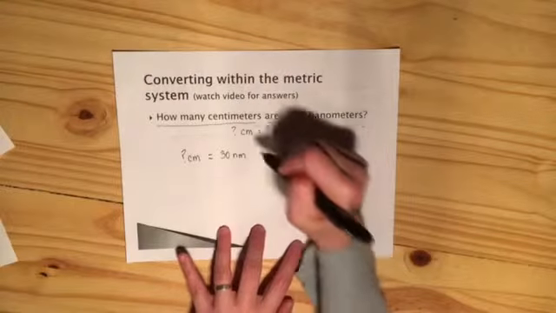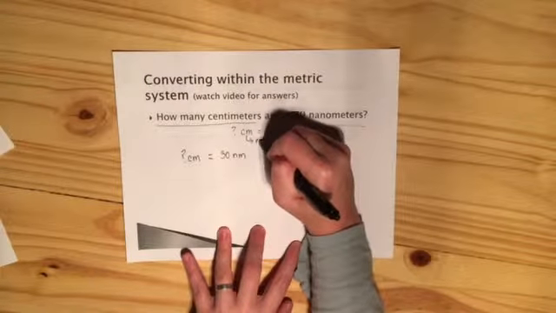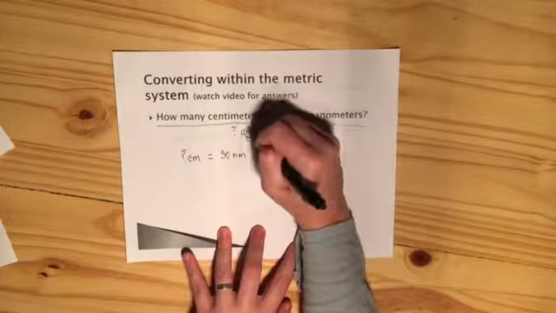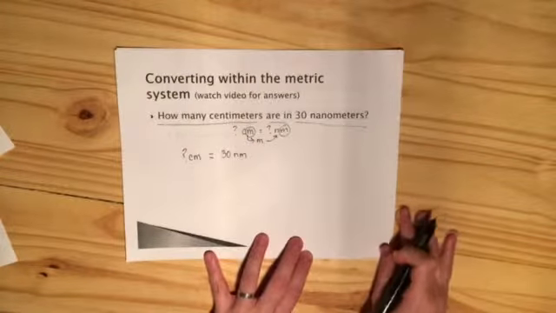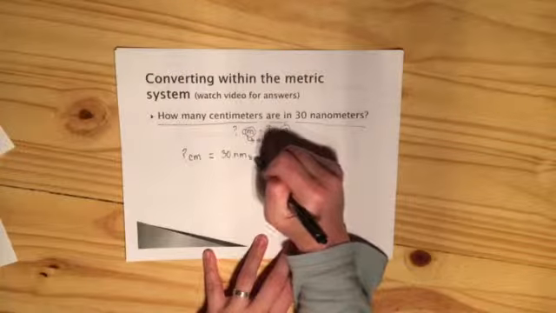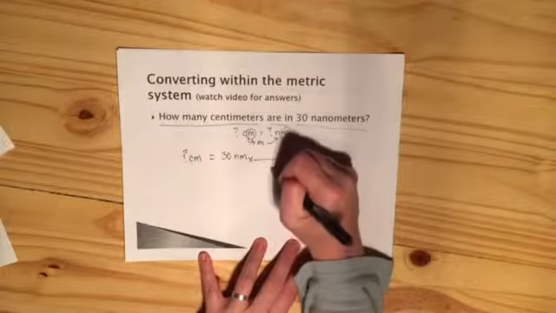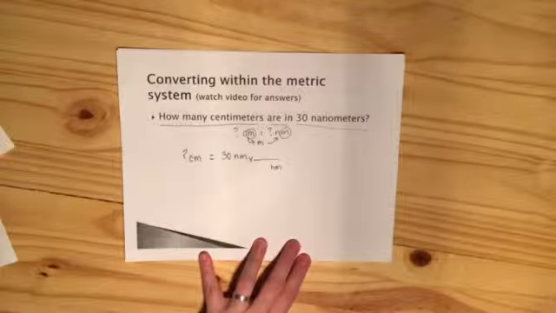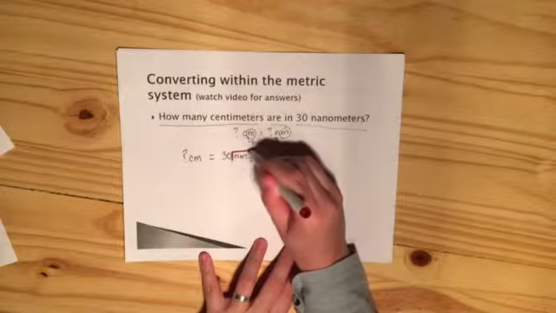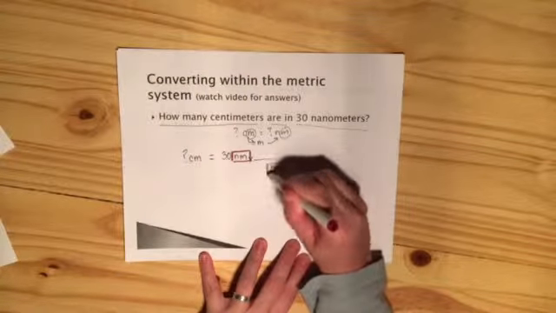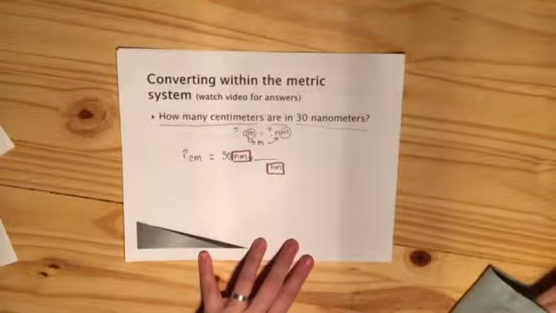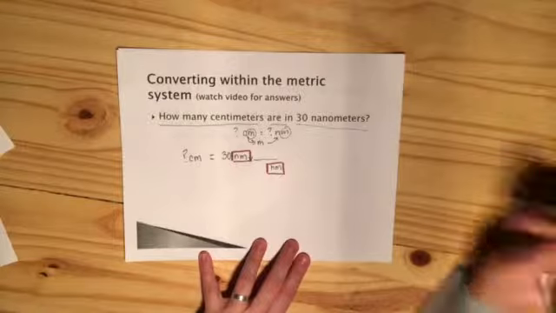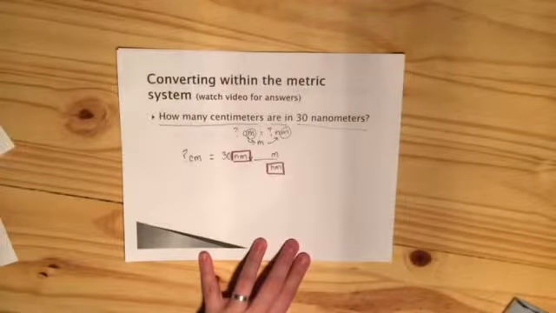And what we know is that each of these can connect to meters. We can take the prefix off of each of them and get to meters. And so that's what we're going to do. The first thing we do, put nanometers on the bottom. We know we want to get rid of nanometers. Those have to cancel. But we cannot go straight from nanometers to centimeters. We can, however, go to meters.